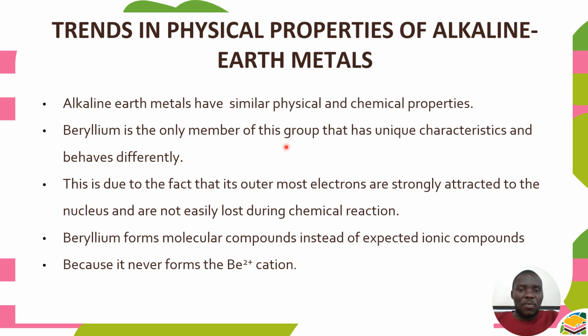Beryllium is the only member of group 2 elements that has unique characteristics. So when we're talking about uniqueness, we'll be able to tell what beryllium has that other group 2 elements do not have. It behaves differently. This is due to the fact that its outermost electrons are strongly attracted to the nucleus. If we go into the electron configuration of beryllium, it has 2,2. It means the outermost electrons are only shielded by 2 electrons, which gives more time for the outermost electrons to be strongly attracted by the nucleus.